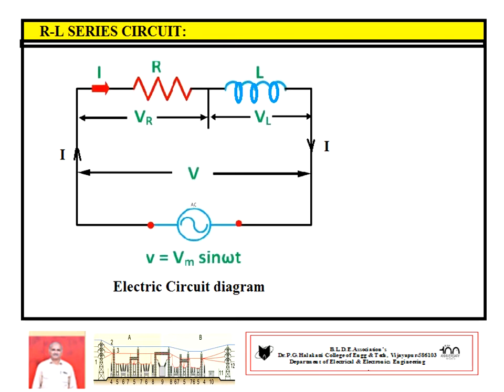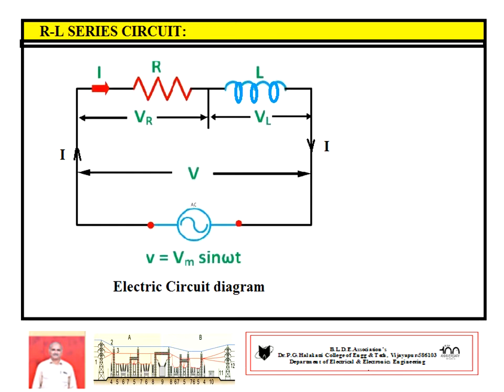Now consider R as the resistance and L as the inductance. These two are connected in series. This series combination is connected to a voltage source V equal to Vm sin omega t. Let I be the current flowing through this series combination. The same current flows through the resistance and the inductance, because in a series combination the same current flows, but the voltages are different. Across the resistance it is VR, across the inductance it is VL.